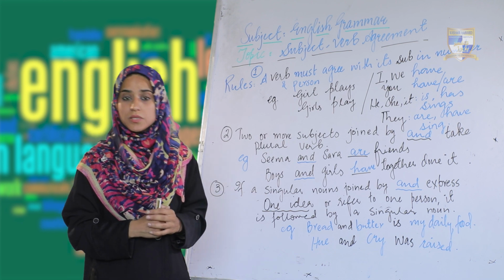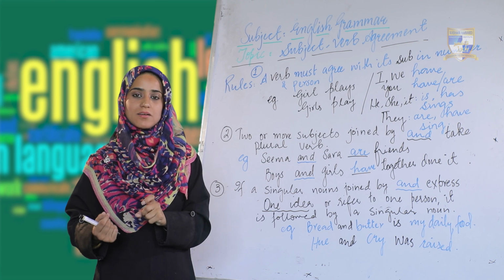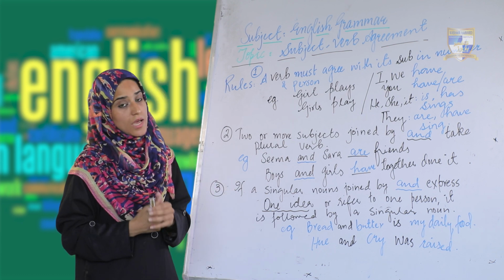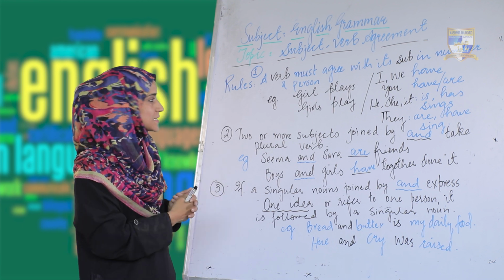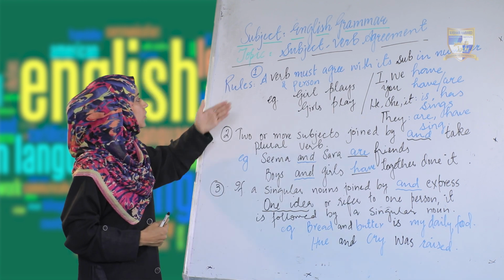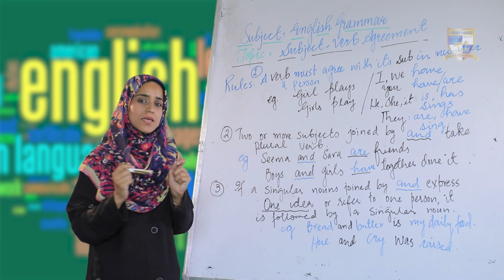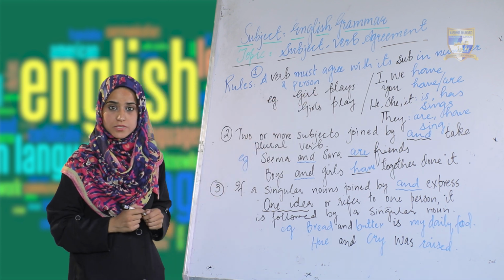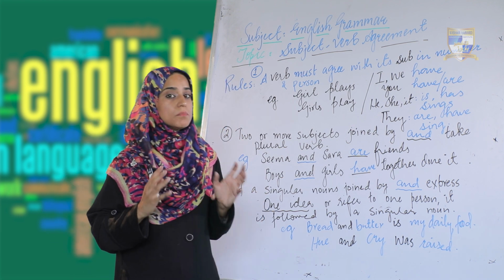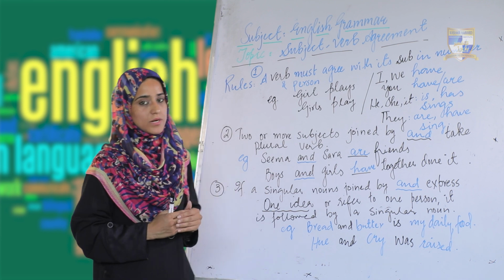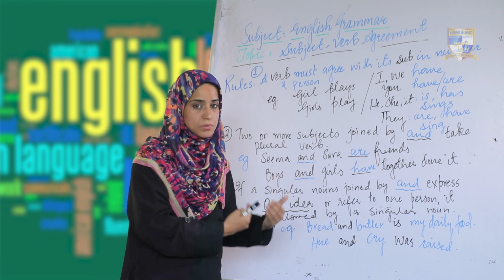So that's what we are going to learn, that it's important that a verb in a sentence must agree with its subject, and for that we have to learn certain rules. Let's take rule number 1. Rule number 1 says a verb must agree with its subject in number and person. A subject in a number can be singular or it could be plural. Okay? For example, boy is a singular noun, boys is a plural noun.